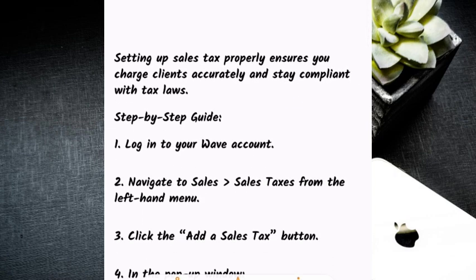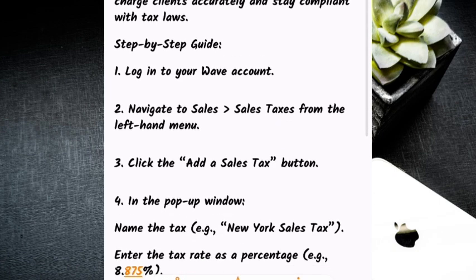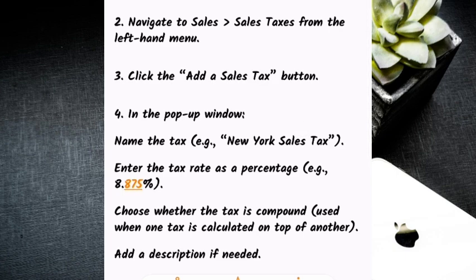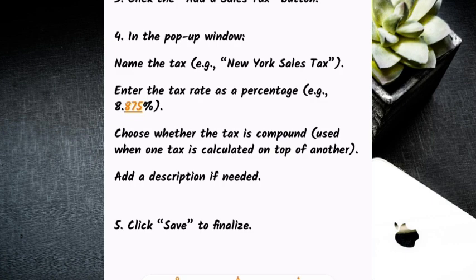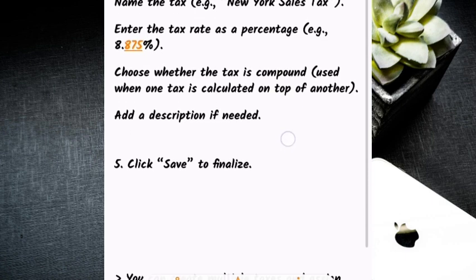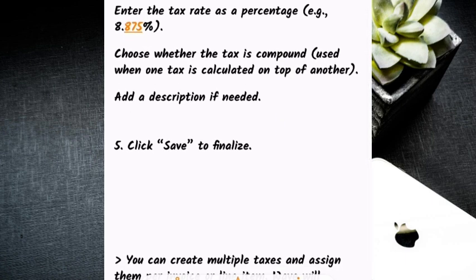First step, log into your Wave account and then navigate to Sales and Sales Taxes from the left hand menu. Click the Add a Sales Tax button, and then in the pop-up window you can name the tax. You also need to enter the tax rate as a percentage, and you can choose whether the tax is compound, that is used when one tax is calculated on top of another. And also you're going to need to add a description if needed. Once that's done, click Save to finalize.